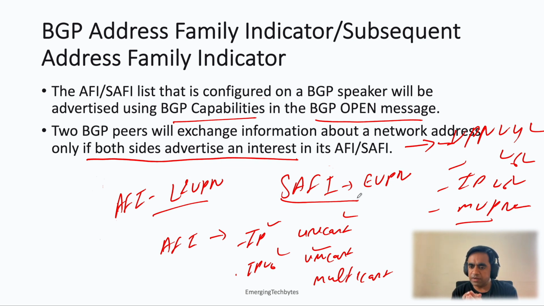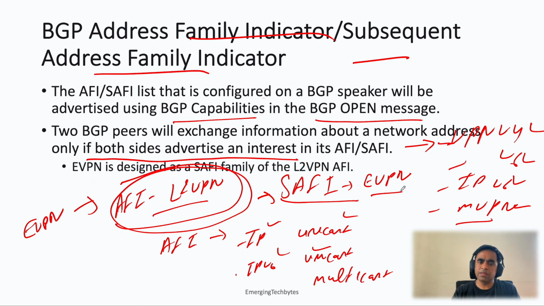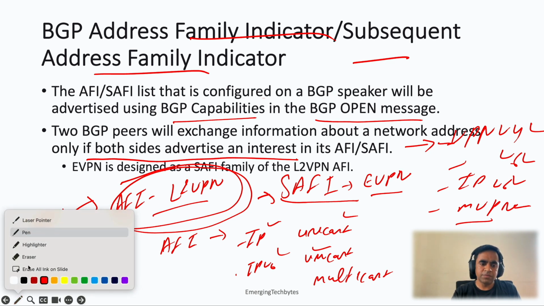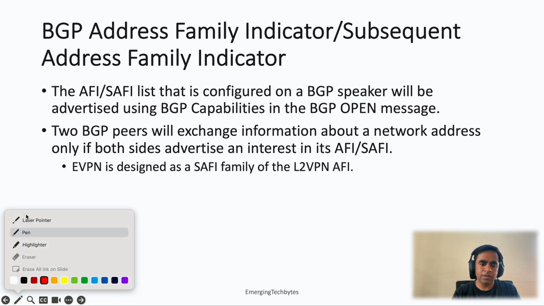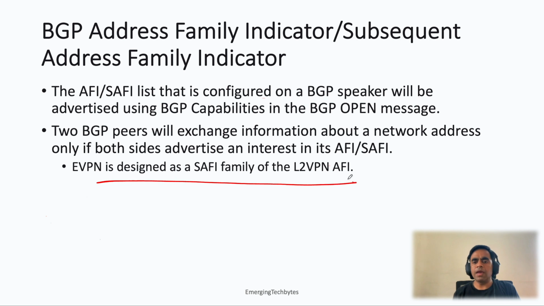As a key takeaway from this slide, again, search on the internet if you still didn't understand this. There is a lot more content on AFI versus SAFI. But the point that we should take to the next slide is this one: because we are studying EVPN here, AFI is L2VPN, SAFI is EVPN. So EVPN is designed as a SAFI family for the L2VPN AFI.